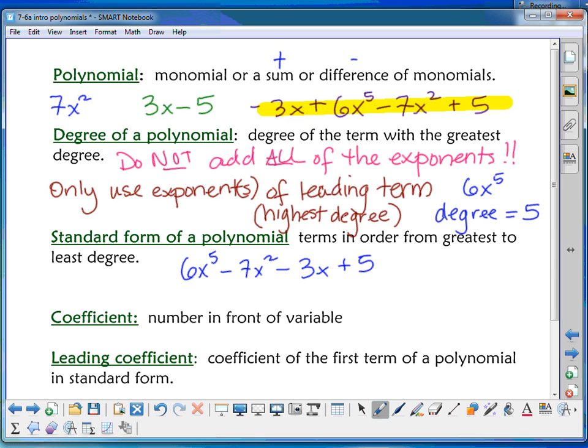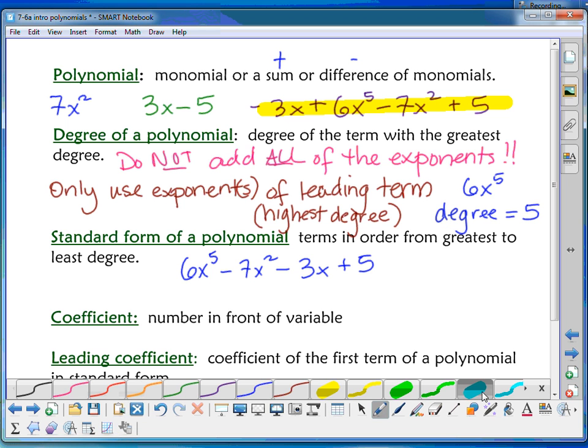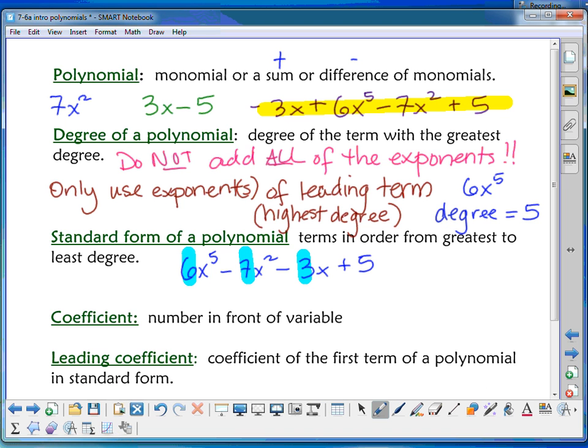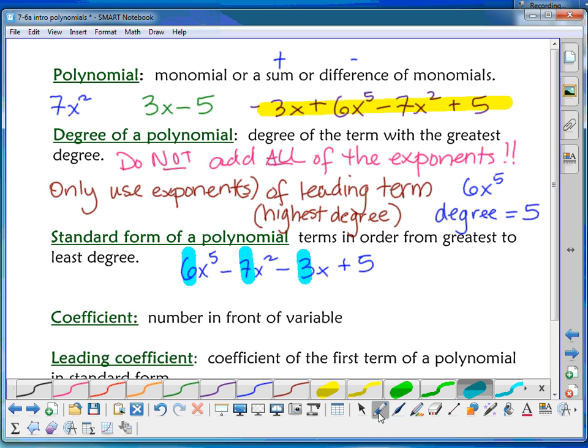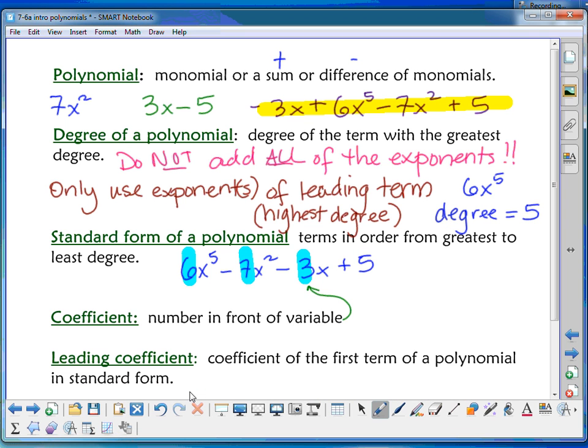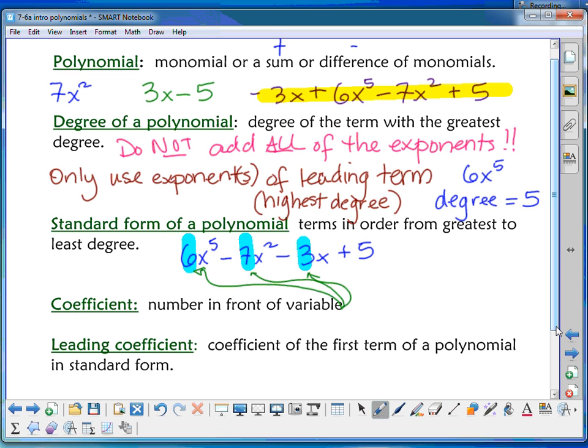A coefficient is just the number in front of a variable, so hopefully you guys have heard that term before, but basically just the number, and I guess technically this isn't a coefficient, so yeah, these are your coefficients here. And then the leading coefficient is the coefficient of the first term of the polynomial in standard form. So my leading coefficient for above is what? What's the number in front of the first term? 6. Okay.